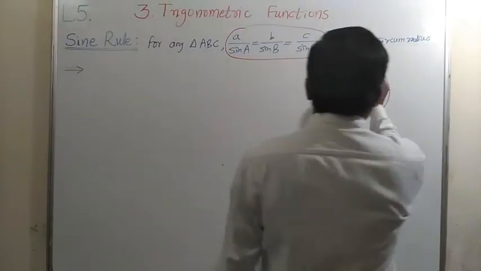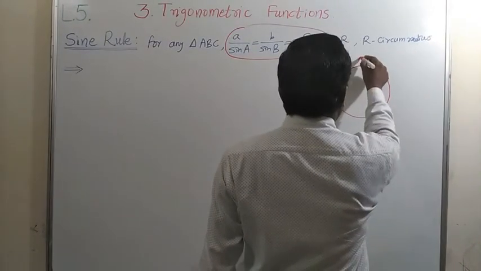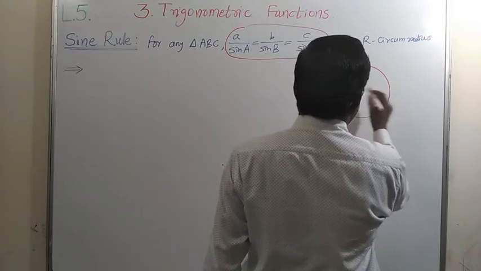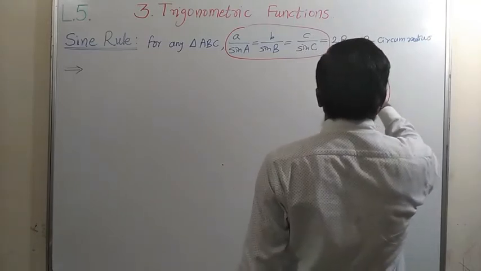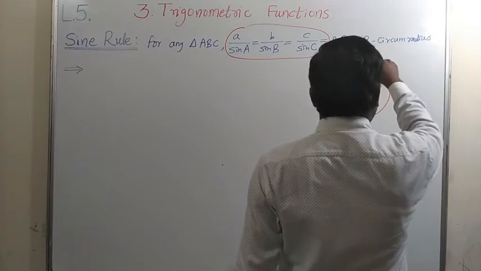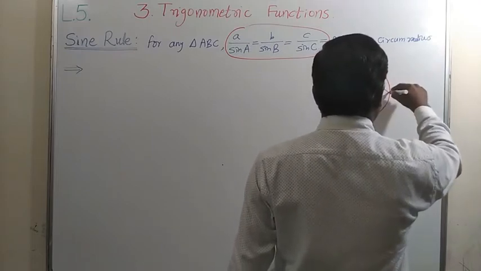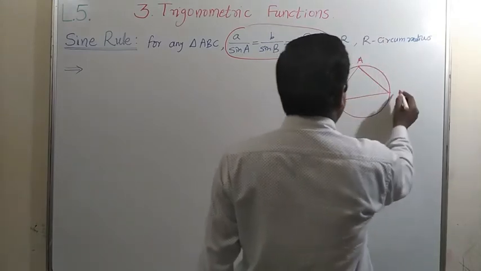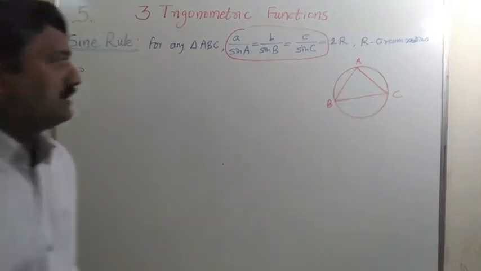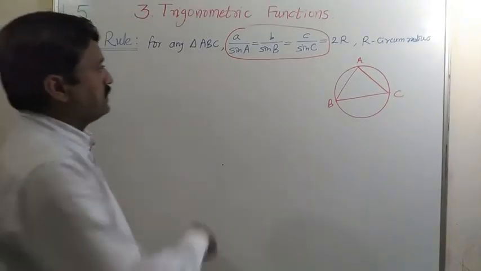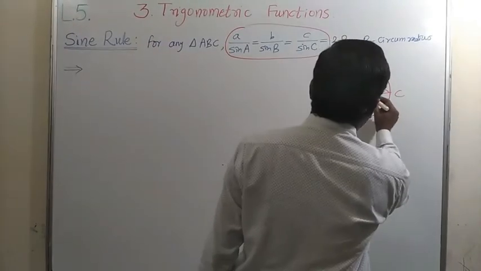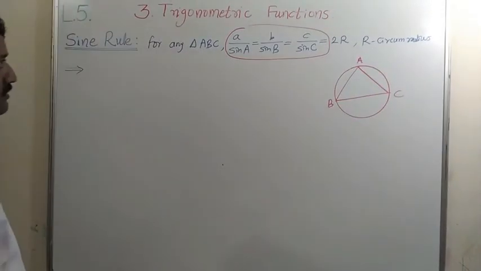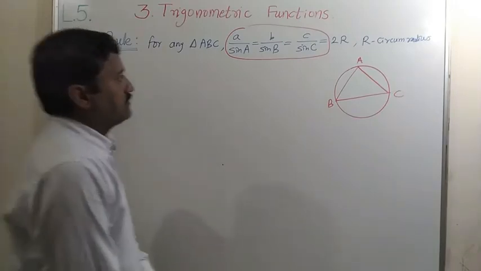Let ABC be a triangle like this. This is triangle ABC and this is the circumcircle of this triangle ABC, where here will be the center of that circle. Then what to do now in the second part?